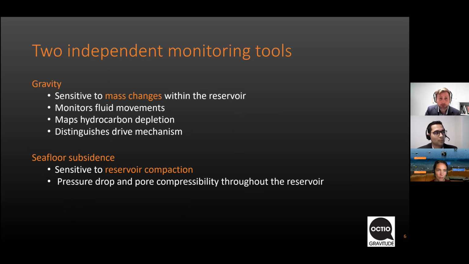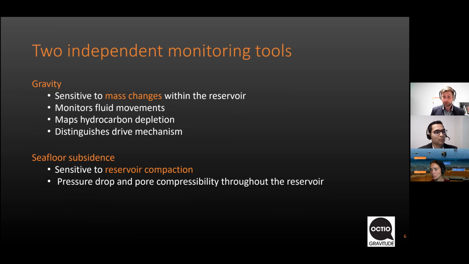The GWatch technology actually consists of two independent monitoring tools. One part is the gravity part, which is sensitive to mass changes within the reservoir. It can monitor fluid movement, it can map depletion of hydrocarbon, and it can distinguish between different driving mechanisms.